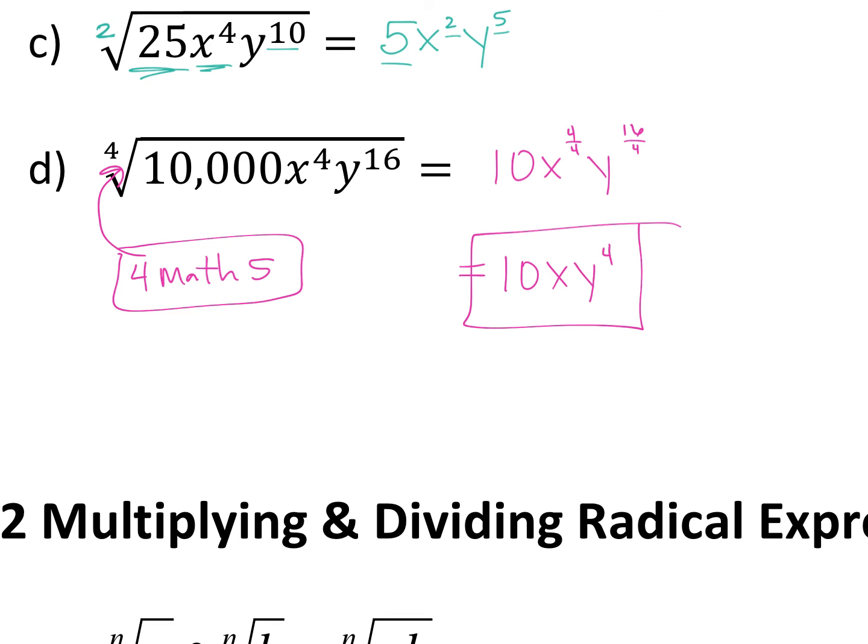How do you check your answer if you need to? Take this whole thing to what power? To the 4th. If it's a 4th root, take it to the 4th power. And if you were to distribute that, you would get what we started with underneath here. Okay? And you don't have to do that. I don't make you check your answer on that. But if you're ever like, ugh, I feel like I did something wrong, just plug it back in, see if it's right. Okay?